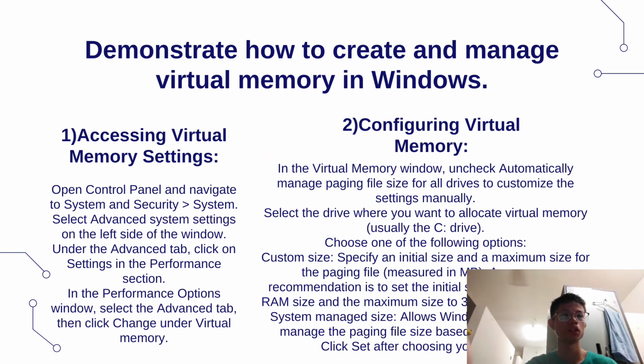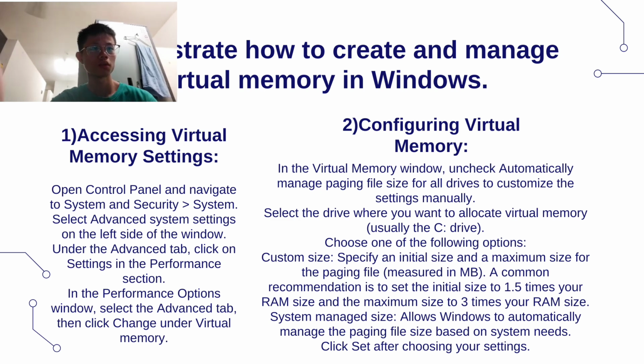So the second one is demonstrate how to create and manage virtual memory in Windows. First, we need to access the virtual memory settings. Open Control Panel and navigate to System and Security, then System. Select Advanced system settings on the left side of the window. Under the Advanced tab, click on Settings in the Performance section. In the Performance Options window, select the Advanced tab, then click Change under Virtual memory.